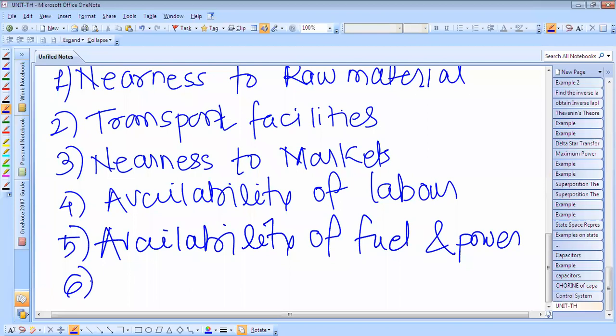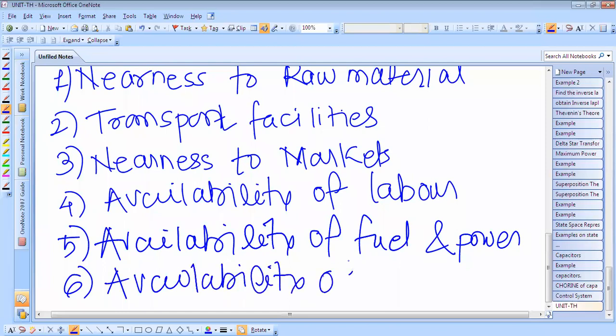Next is the availability of water. This is also one of the important factors that will affect the plant location. Water is used for processing purposes in industries such as the paper industry and chemical industry, and is required for drinking and sanitary purposes also. Depending upon the nature of the plant, water should be available in adequate quantity and should be of the proper quality.